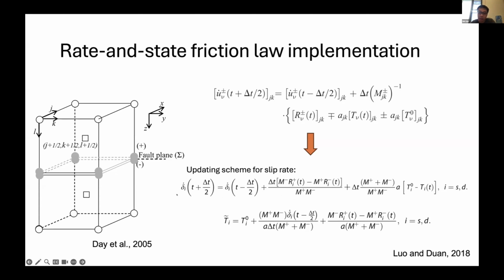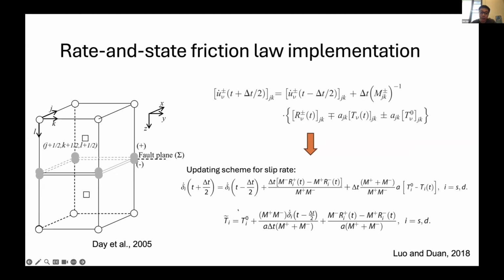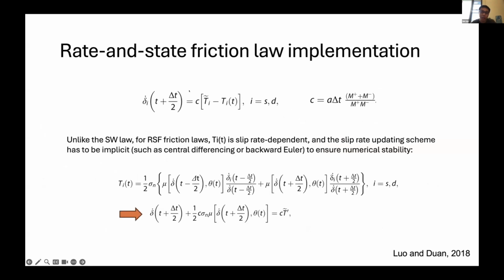So I will obtain this equation, and I also use the same definition of the maximum friction as in his paper. And what I do is, like here, I substitute this whole thing into the slip rate updating scheme. So this equation can be simplified and becomes a very simple equation like this. We have this new slip rate comes from the maximum traction minus an actual traction.